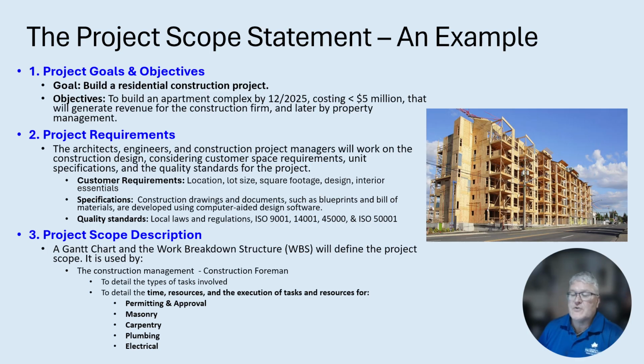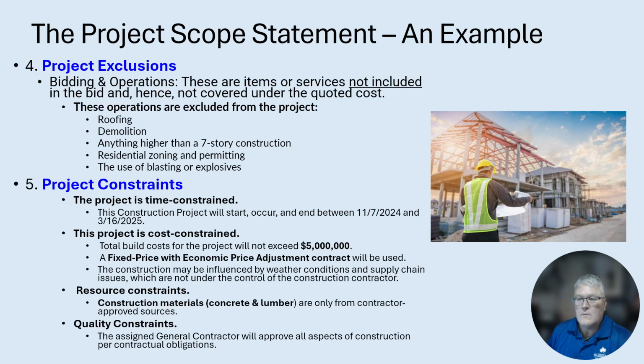Project scope description. A Gantt chart and the work breakdown structure will define the project scope. It is used by the construction management company, specifically the construction foreman, to detail the types of tasks involved, to detail the time, resources, and execution of tasks and resources for permitting and approval, masonry, carpentry, plumbing, and electrical.